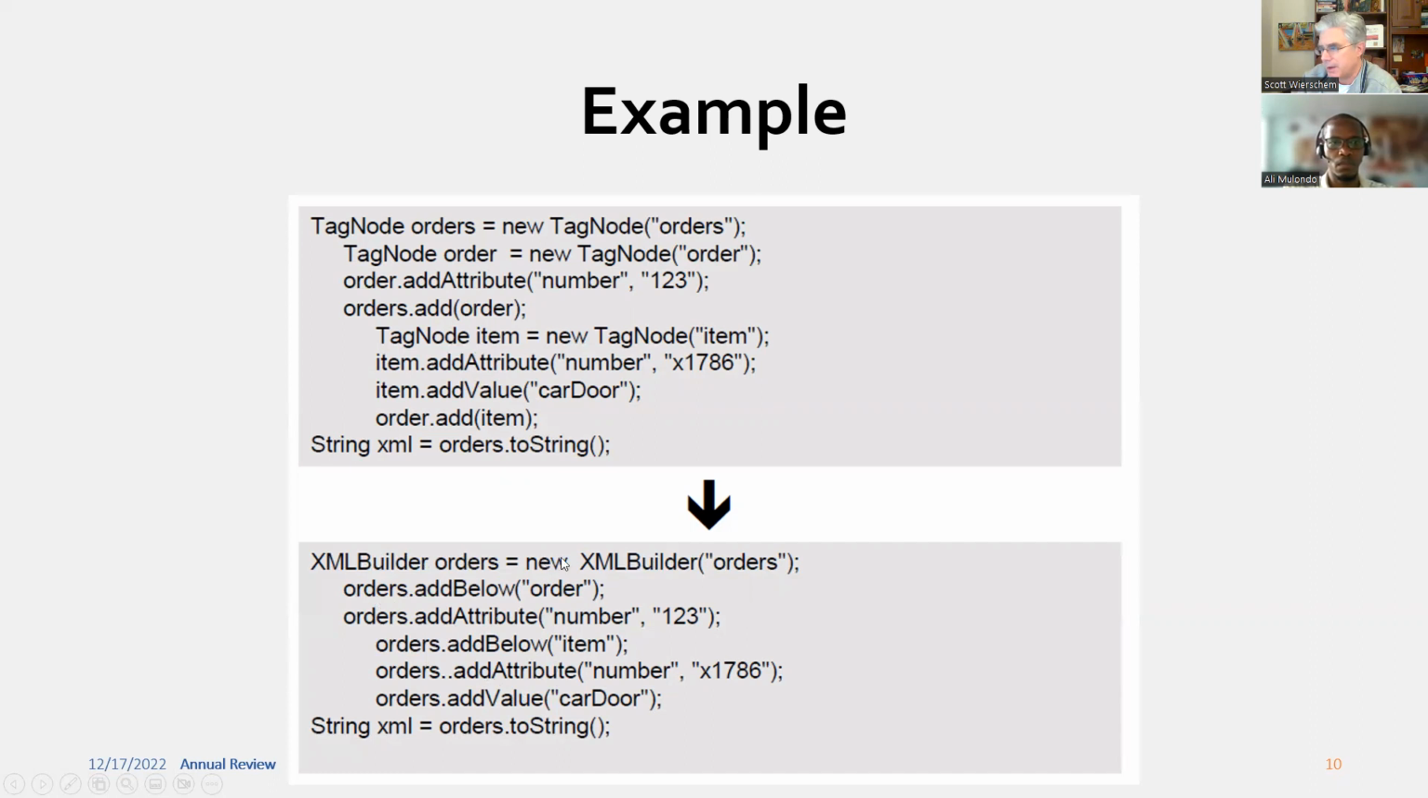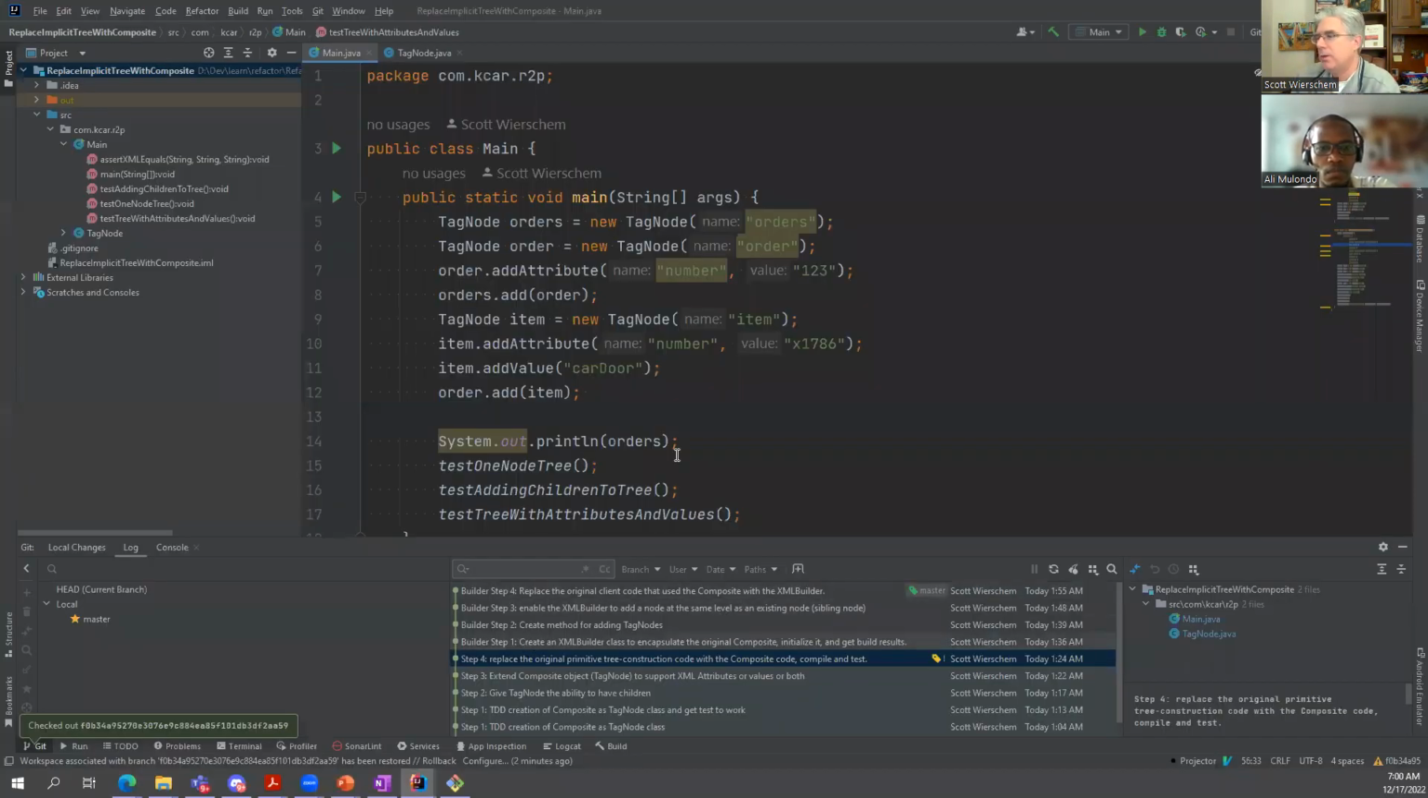So you're going to create a new builder called orders. You're going to add an attribute, and so you're going to add an order below orders. You're going to add an attribute, and you're going to add an item below your attribute. And you're going to add an item below your order, and then you're going to add an attribute to that, and you're going to add a value to that. So let's see what that looks like. We'll effectively continue on where we were.